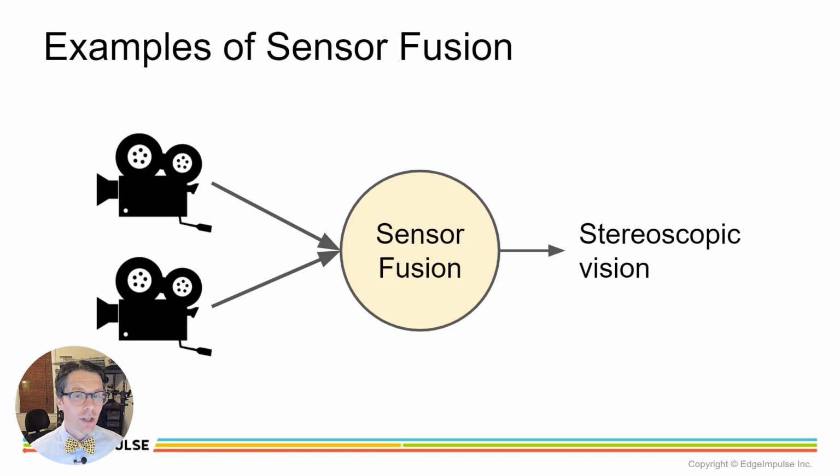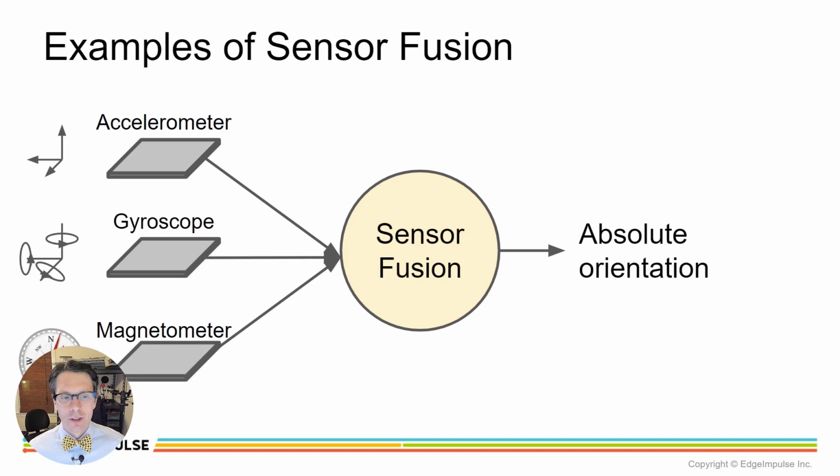Another example is stereoscopic vision. This is when you take two cameras of the same type, you put them together at a known distance apart from each other, and use the information, combine it in a way such that you can get an idea of the 3 dimensions in the space around you. This is an example of sensor fusion using two sensors of the same type.